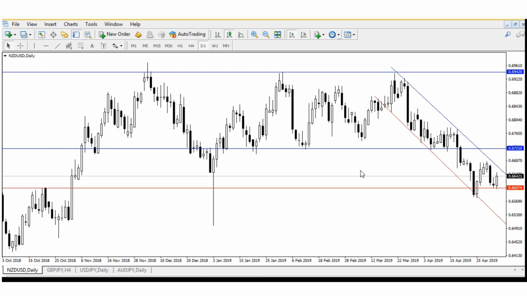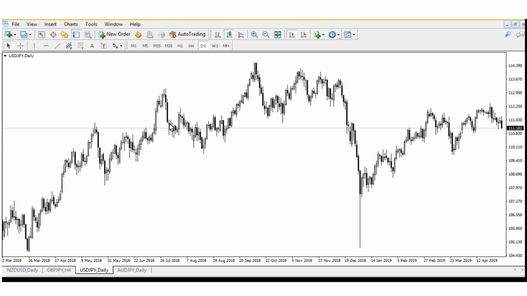I must note also that the bulls in the NZDUSD, their strength is not confirmed yet. The strength will be confirmed when the break above this one comes. Let's get on to the USDJPY.